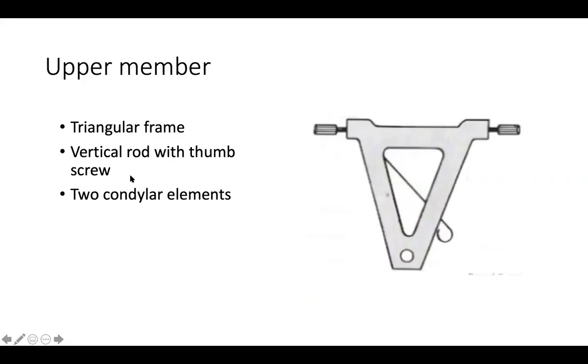So just focusing upon the different parts of the articulator: the triangular framework, the upper member, the vertical rod with the thumb screw, two condylar elements. You have just seen that in the video. I just want to emphasize the parts right now: this is the complete upper member. This is where the incisal pin goes, and these are the two condylar elements.